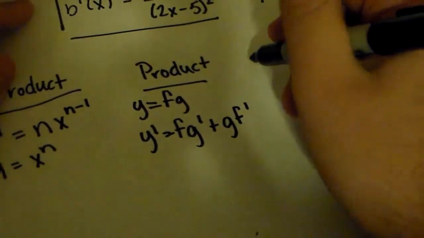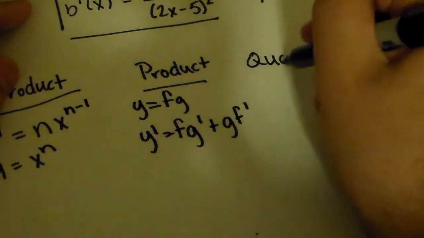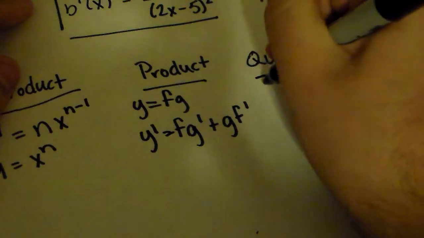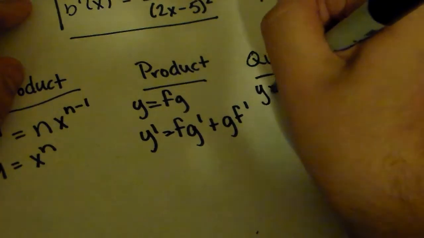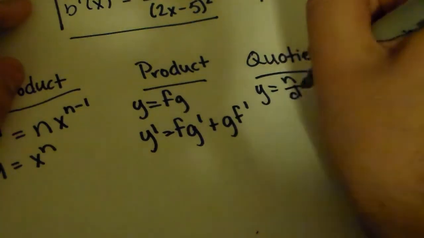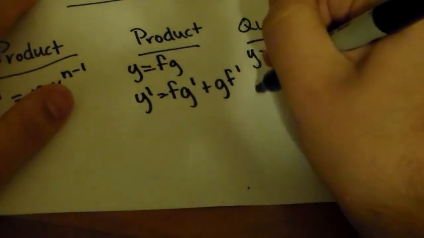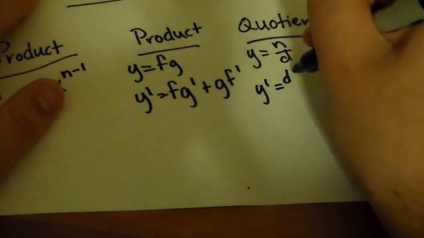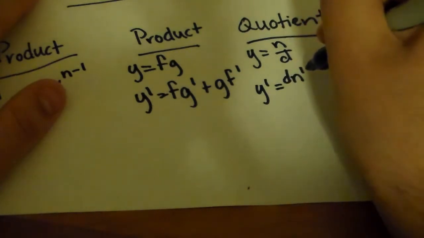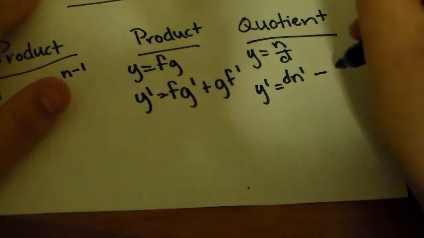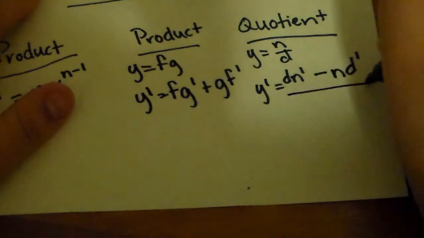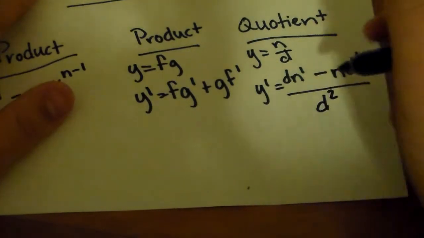And the quotient rule, it's y equals n over d. y prime would equal the denominator times the numerator prime minus the top times the derivative of the denominator all over the denominator squared.